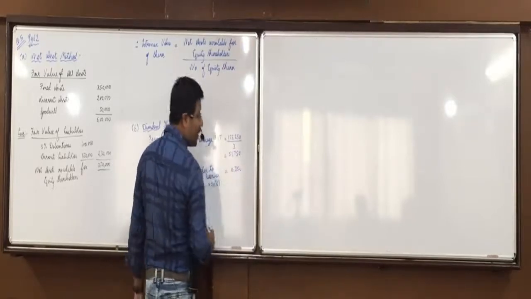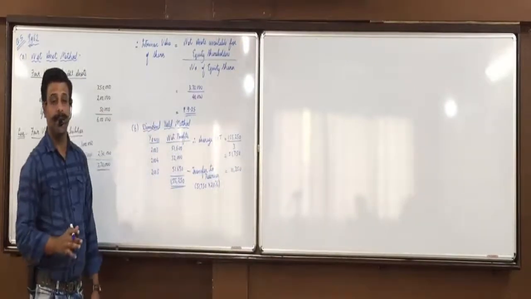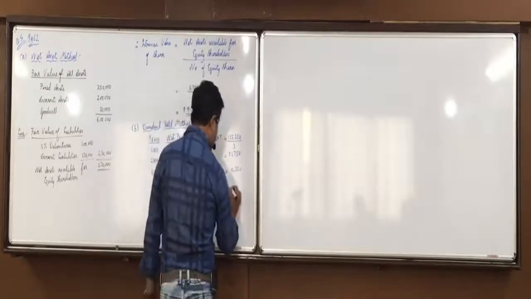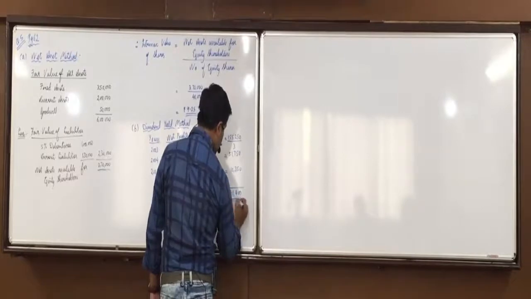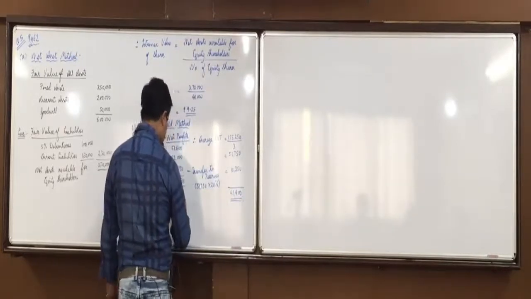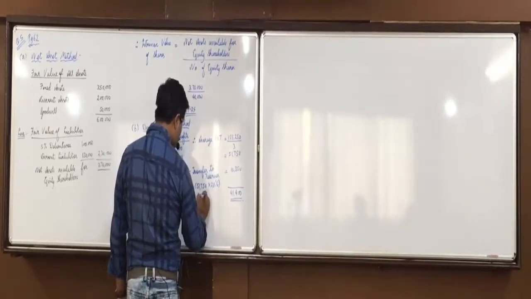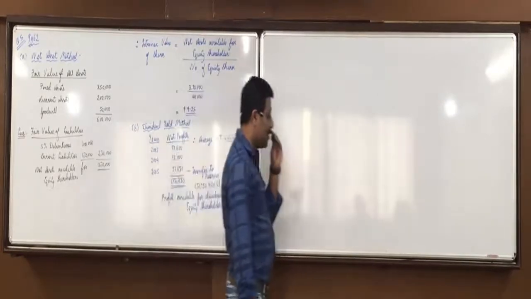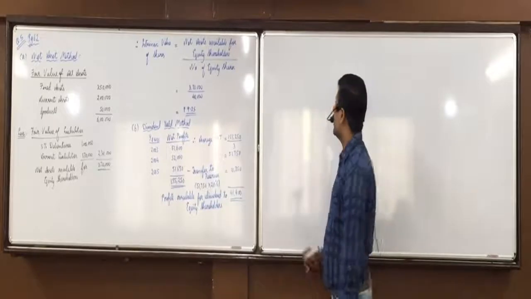10,350. Do we have any preference dividend? Otherwise we would have subtracted preference dividend also, but there is no preference share capital. So 41,400 is profits available for dividend to equity shareholders.